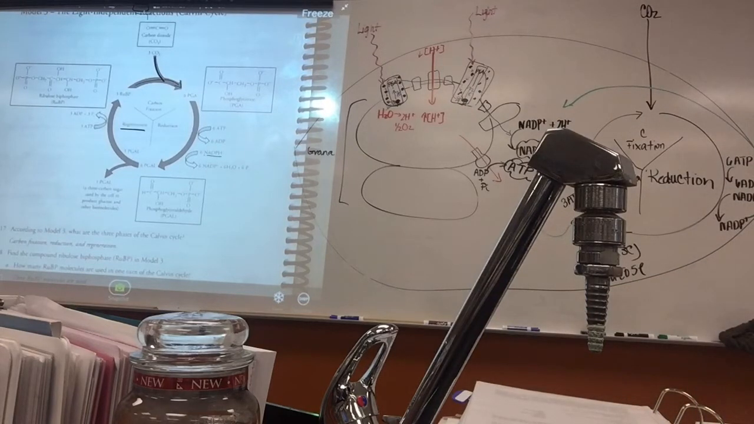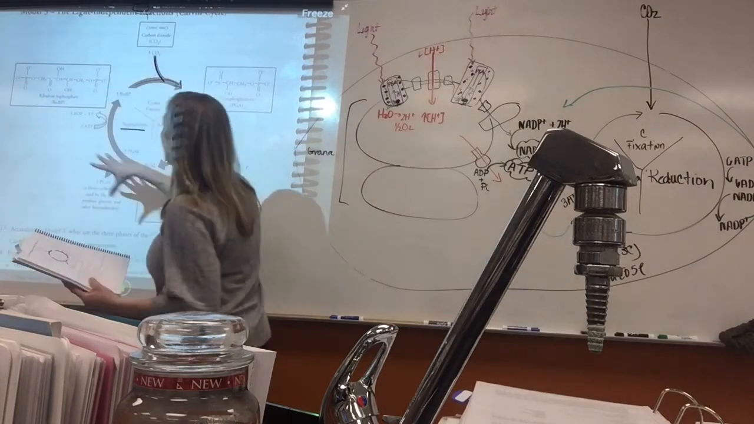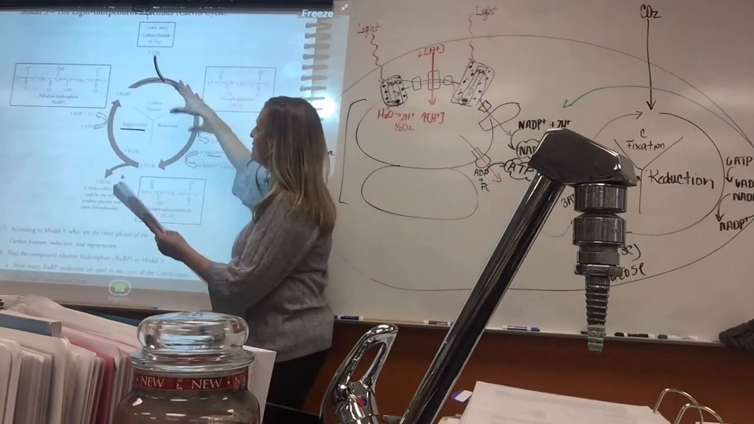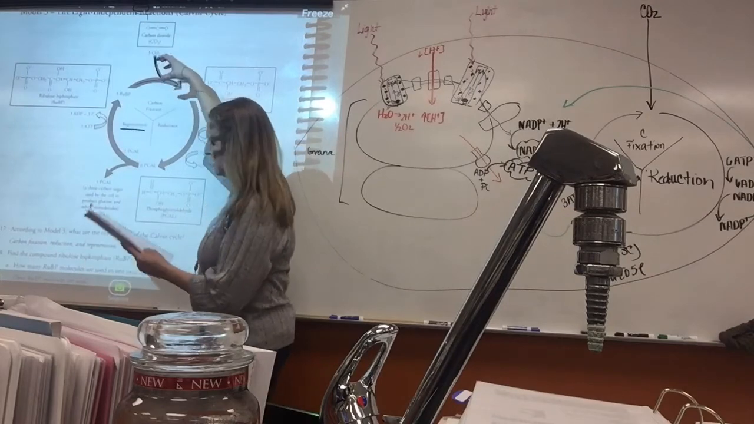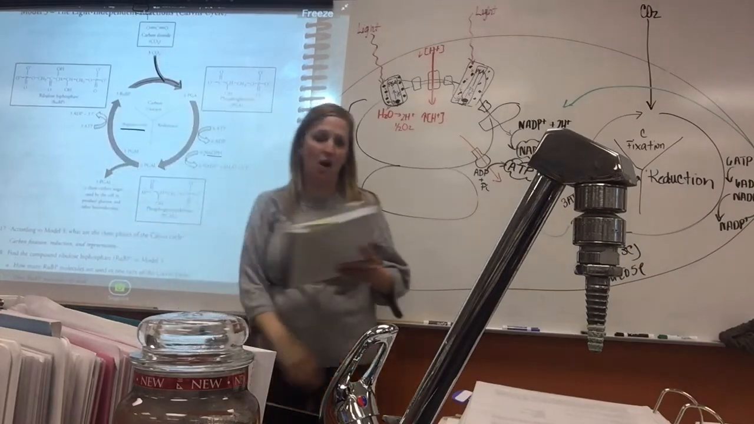So let's go over the answers to these. So for 17, hopefully you had carbon fixation, reduction, and regeneration. 18, how many RuBP molecules are used in one turn? They're talking about one combined turn to make one PGAL, so it's 3 CO2, so they're talking 3 RuBPs.